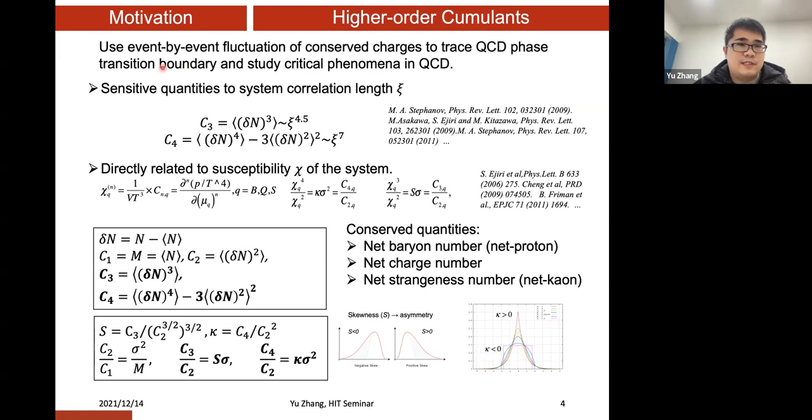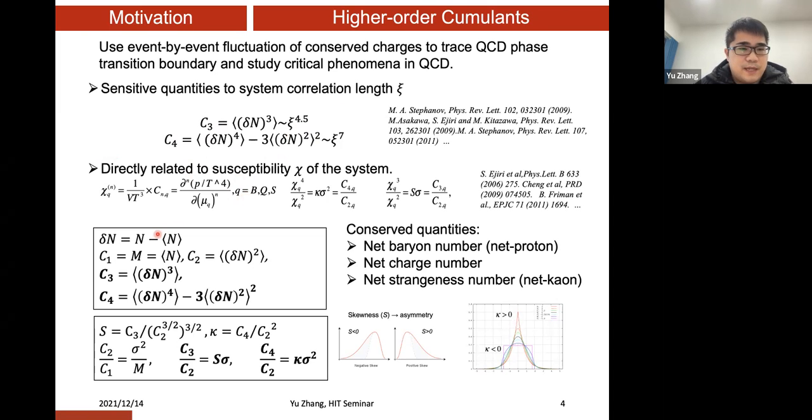The first point is that the high-order cumulants are sensitive quantities to the correlation length of the system. As you know, the correlation length in the vicinity of the critical region will increase, and the orders larger than 2 are sensitive to a larger power of the correlation length. The second point is that the higher cumulants can be directly related to the susceptibility of the system. They have a direct comparison with model calculations.